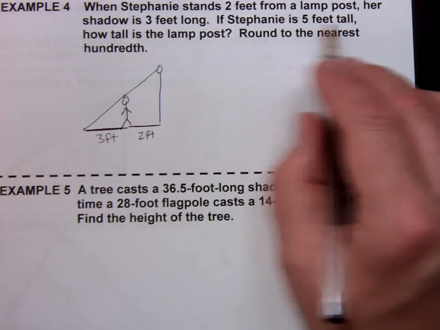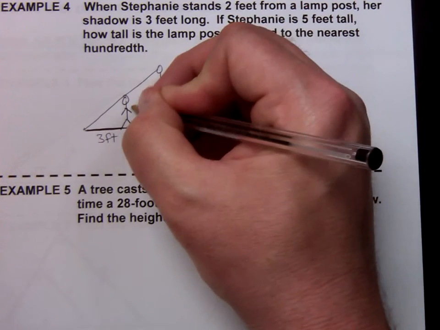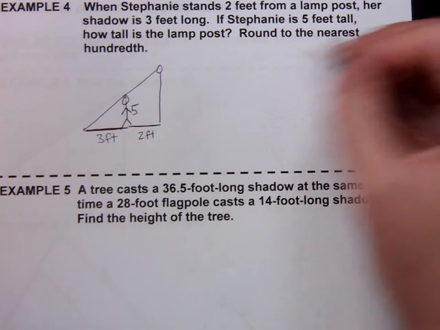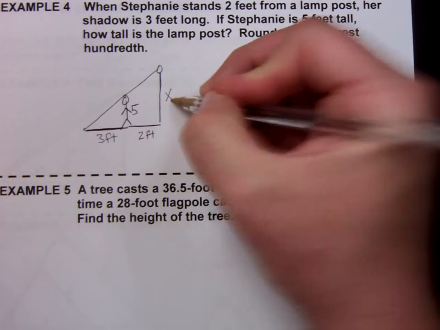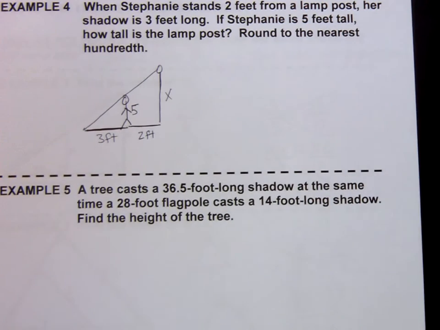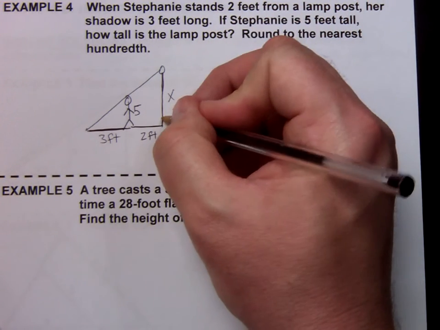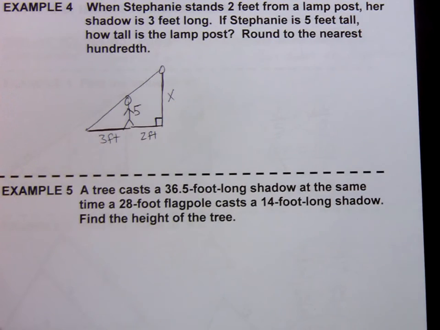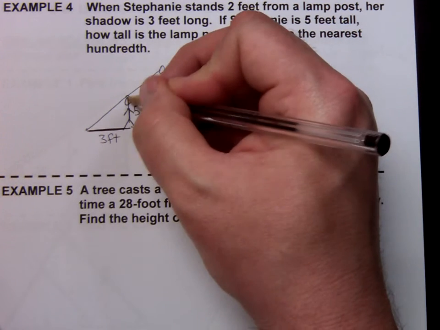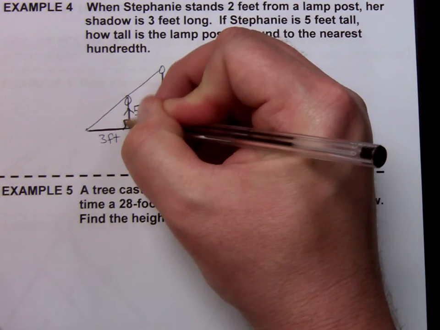If Stephanie is 5 feet tall, how tall is the lamppost? All right, so again, anytime we're dealing with height, it is always perpendicular to the base. So how tall is the lamppost? We don't know what that height is, perpendicular to the ground. Stephanie's 5 feet tall, that's perpendicular to the ground.